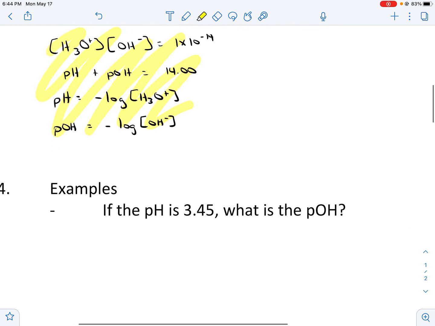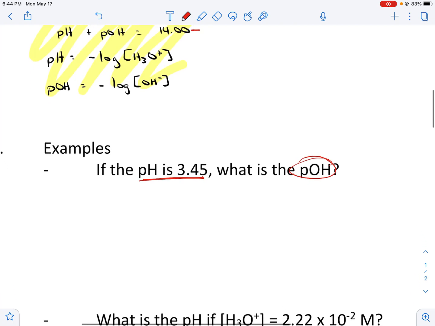So let's keep those in our rear view and see if we can figure out how to use these. If we check out that very first problem, it says, if we have a pH of 3.45, what is our pOH? The only formula that has both pH and pOH in it is this one right here. So we're going to use pH plus pOH is equal to 14, and we plug in 3.45 for our pH. 3.45 plus pOH is equal to 14.